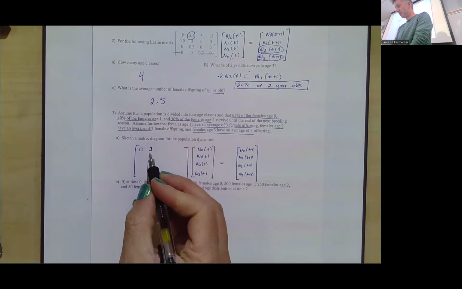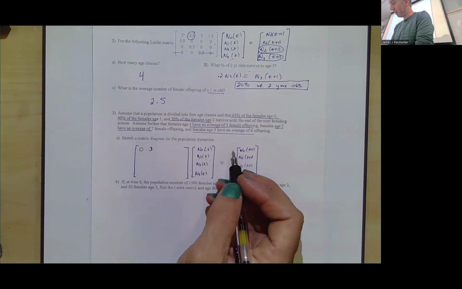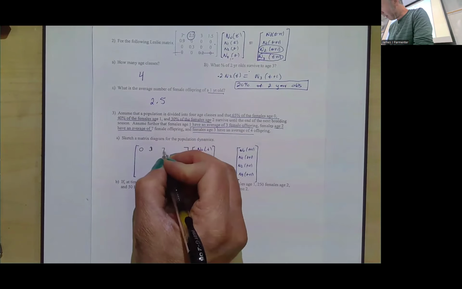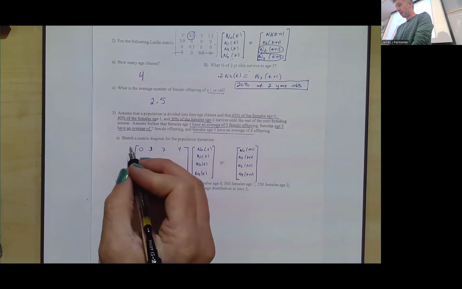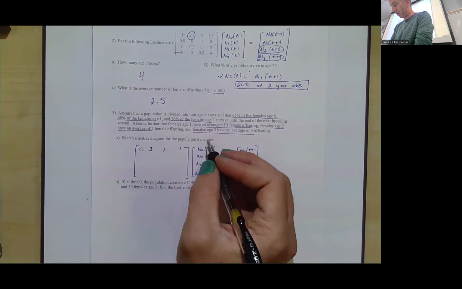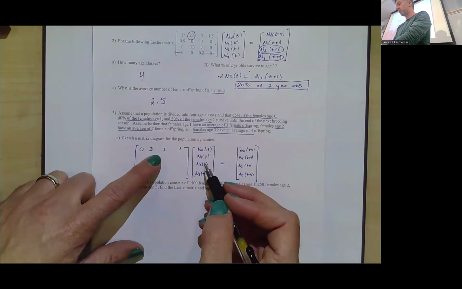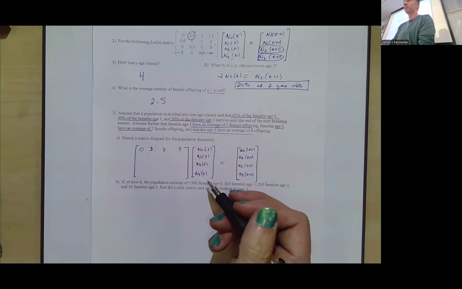So my females of age 1 produce 3 offspring each for the next year. Females age 2 have an average of 7. Seems like a lot. And females age 3 have an average of 4. So you multiply this row with this column, you get 0 times the 0-year-olds plus 3 times the 1-year-olds plus 7 times the 2-year-olds plus 4 times the 3-year-olds to get next year's 0-year-olds.